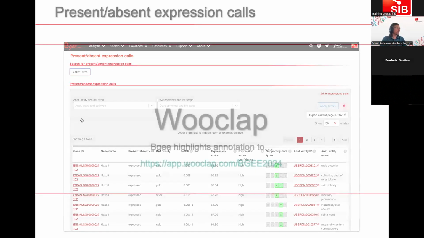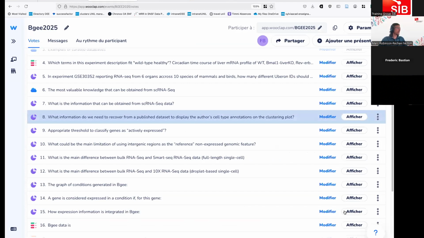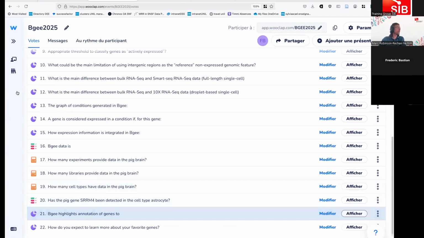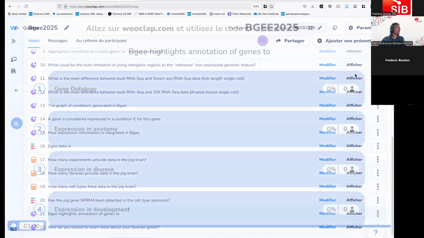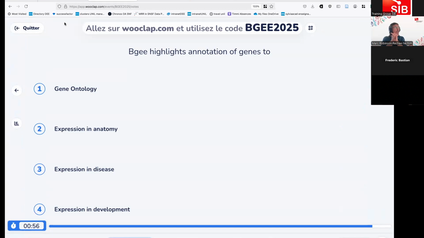So I'll go to Wooclap now. So a little question. Bgee highlights annotation of genes to the gene ontology, to expression anatomy, to expression disease, or to expression development. What is highlighted in Bgee?